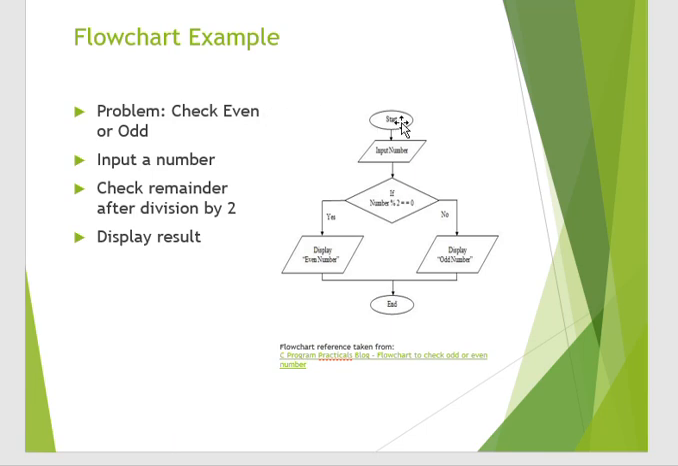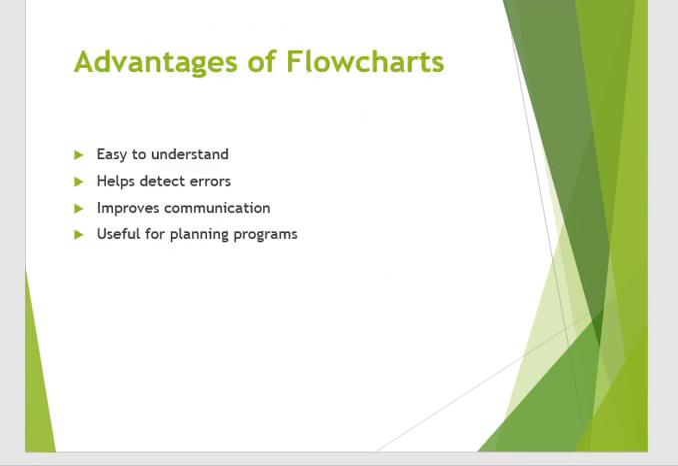If you see the flowchart: start, input number, if number modulus 2. Modulus 2 is to get the remainder. You are dividing by 2, and if you are getting equal to 0, if the condition is yes, it means the remainder is 0, you are displaying even number, and if it is not giving you 0 as a remainder, you are displaying odd number, and in both cases we have only one end, or you can say one stop. Now the advantages of flowchart: easy to understand, it helps detect errors, improves communication, useful for planning programs.